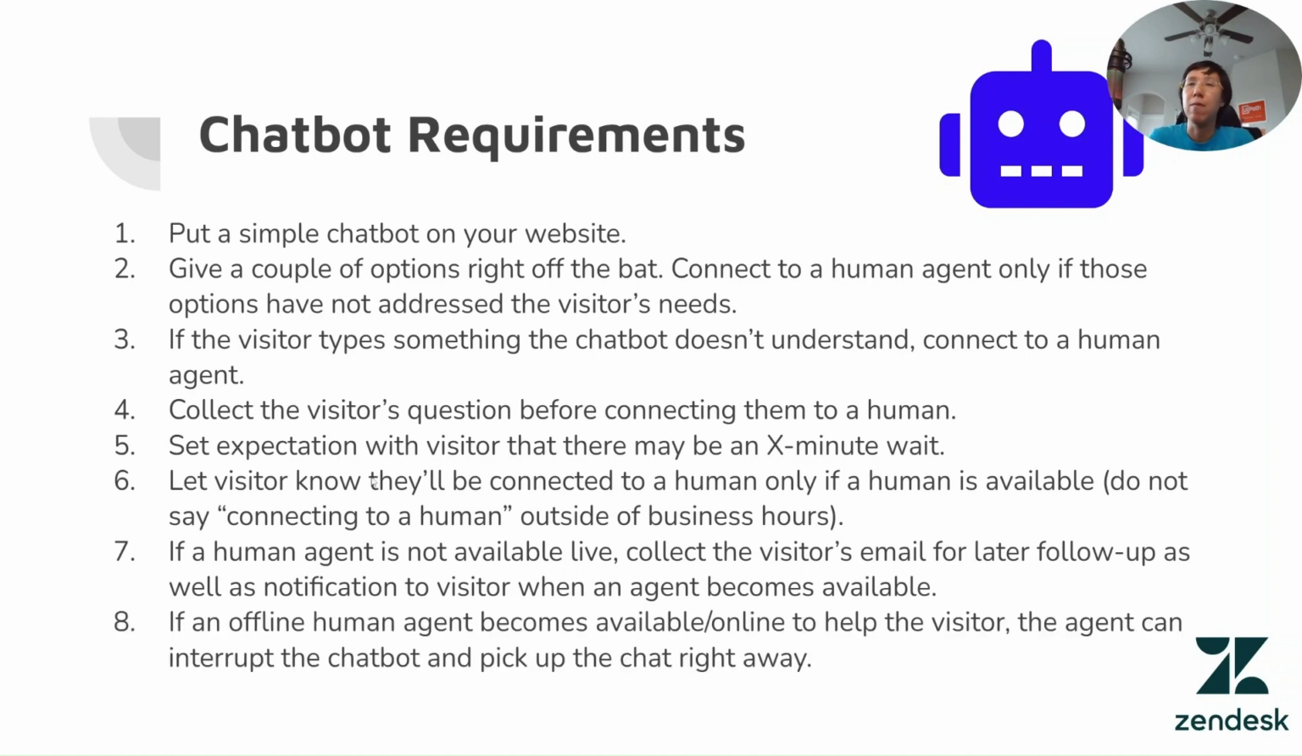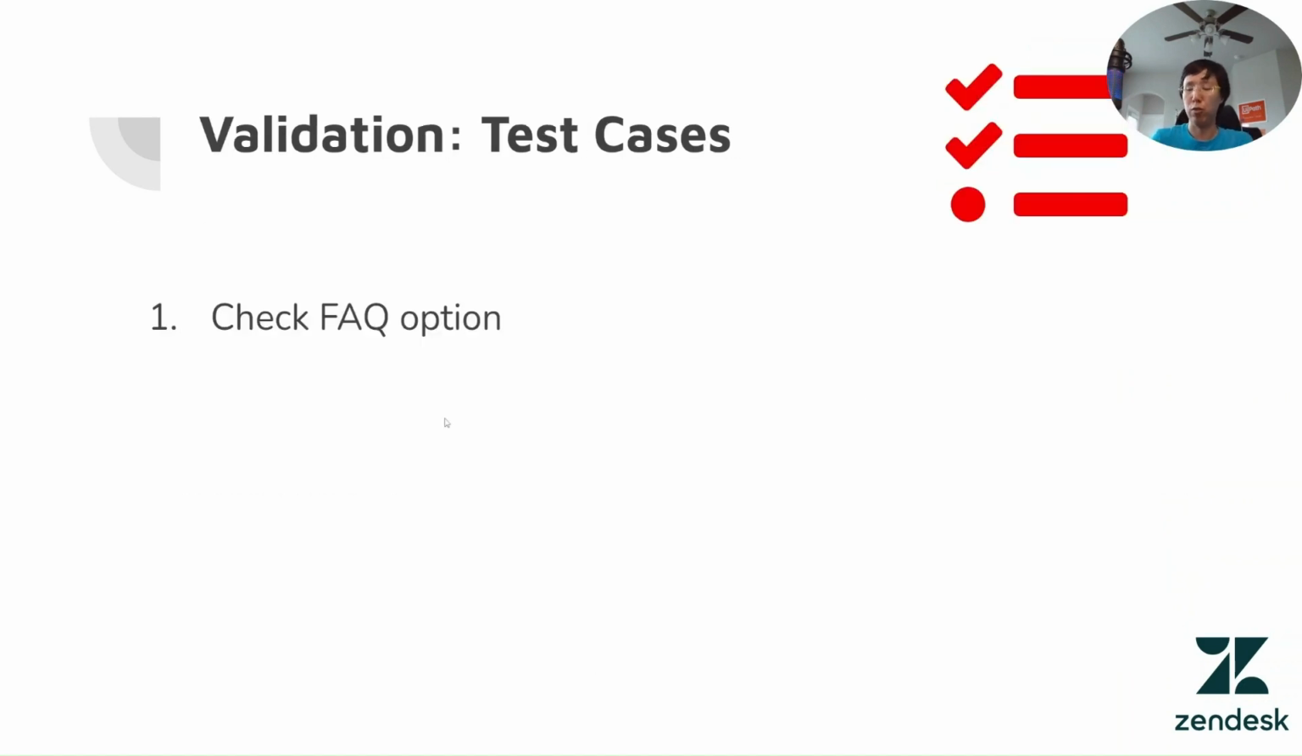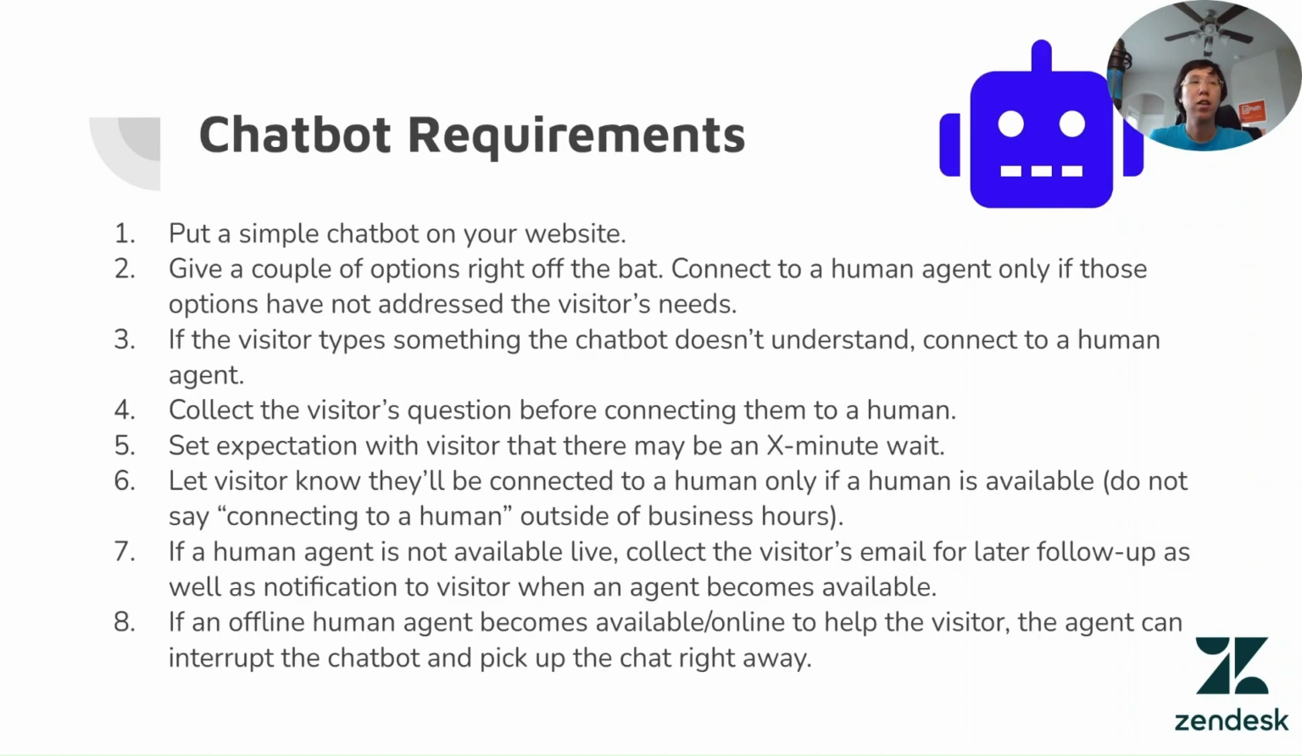And then lastly, if an offline human agent becomes available or online to help the visitor at any point during the flow of the chatbot, the agent can interrupt the chatbot and pick up the chat right away. Let's say the chatbot is giving some automated responses, engaging with the visitor, but all of a sudden, a human agent that was offline became online, then they can interrupt right away and pick up the chat. So this is what the chatbot that we're going to build today is going to be able to do. And then we will go to test cases later.